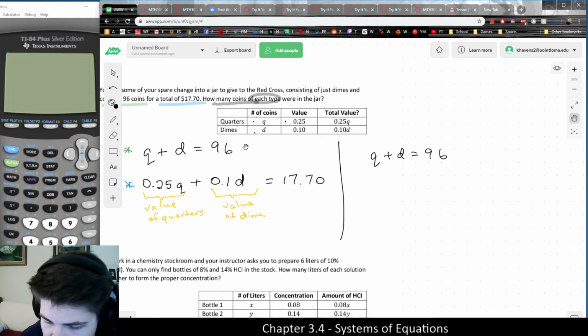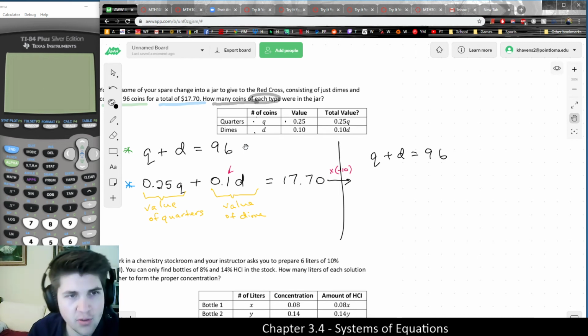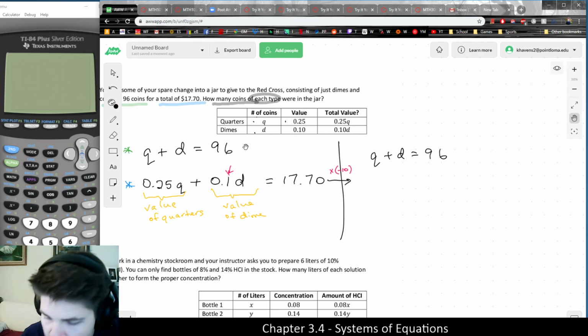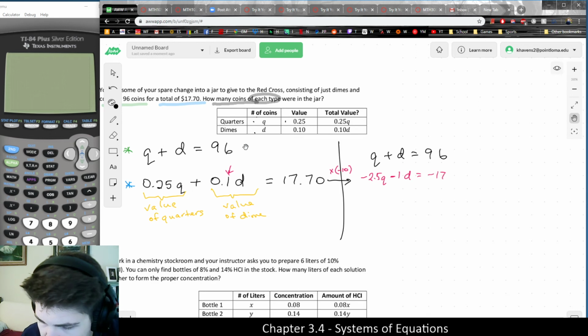And if I take this equation, I'm going to multiply by negative 10. It's by 10 just so that this will become 1, and by negative so it will become minus 1. So what I would get is negative 2.5q minus 1d is equal to negative 177.